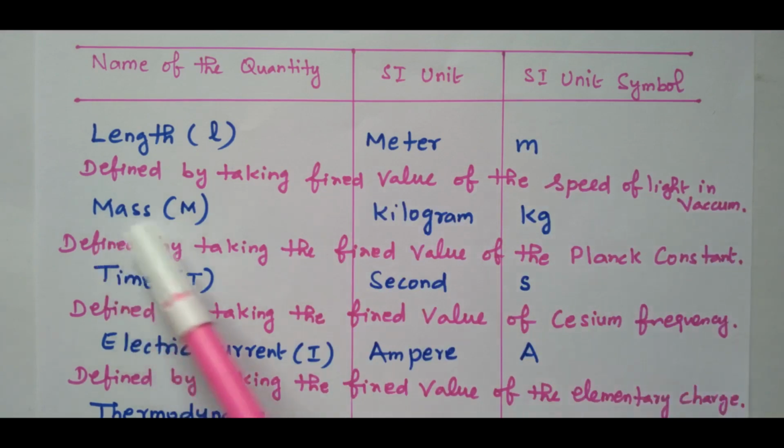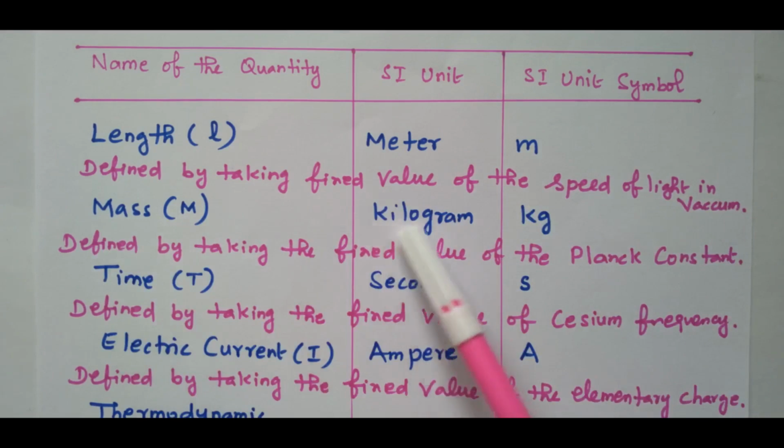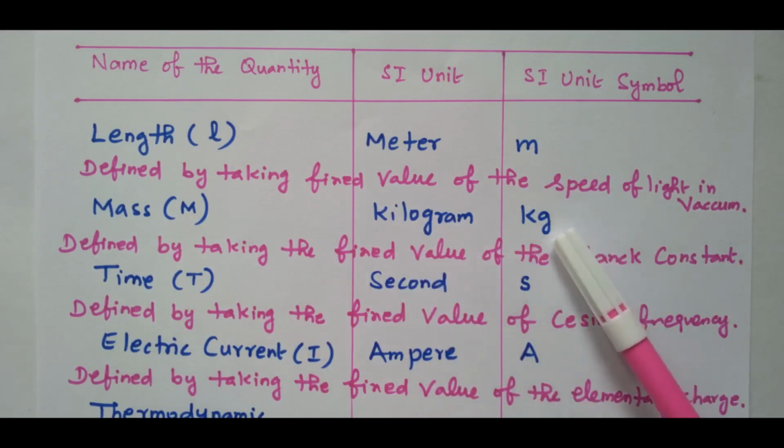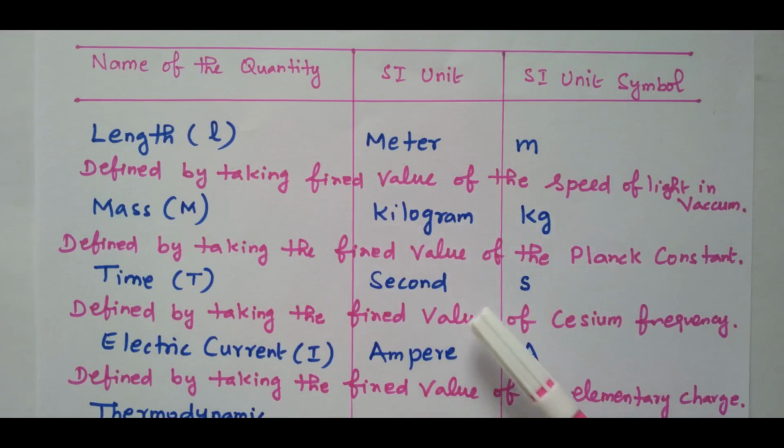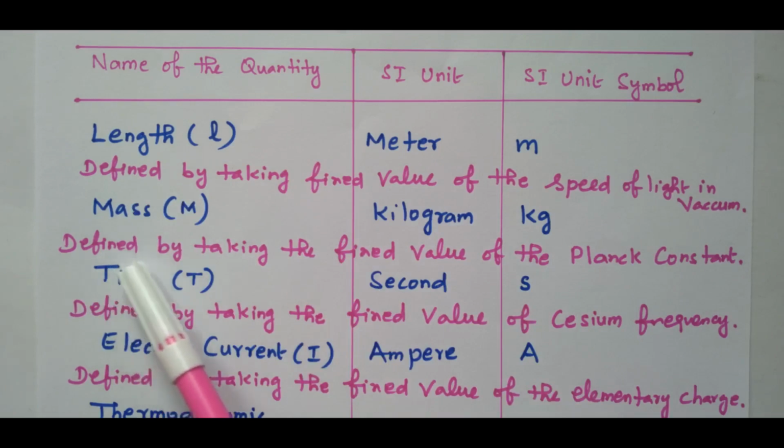The second one is mass. The unit is kilogram and the symbol is kg. While purchasing any product, any material, we refer to kilogram or gram. So that is the second one, mass. How is it defined internationally? It is defined by taking the fixed value of the Planck constant.